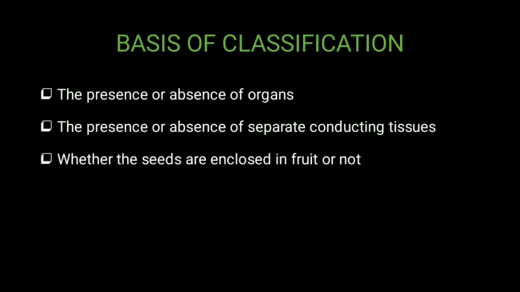Third criteria is whether the seeds are enclosed in fruit or not. And the fourth and last criteria is number of cotyledons in the seeds. Now what is meant by cotyledon, children? Cotyledon means it is an embryonic leaf in a seed bearing plant. Okay, so it is a hard covering, you can say that. So number of cotyledons in the seed. So these are the 4 criteria on the basis of which the plants are classified.